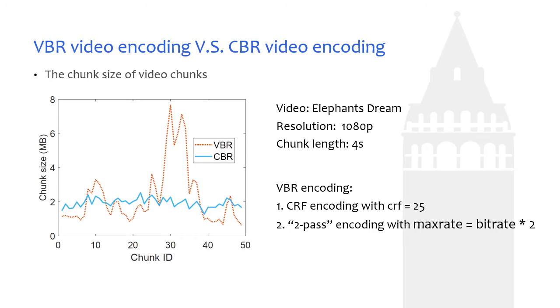However, the size of different video chunks in VBR-encoded video fluctuates sharply, while in the CBR-encoded video, the chunk size is relatively fixed. As we can see in this figure, the red line means the chunk size variation of VBR-encoded video. It ranges from 635 kilobytes to 7.6 million bytes in our measurements.